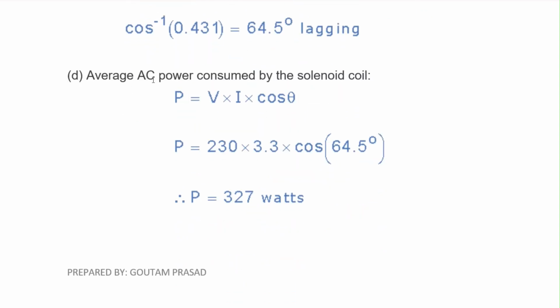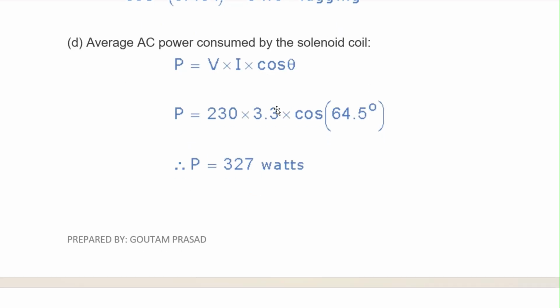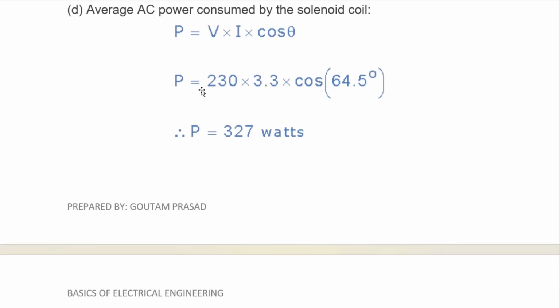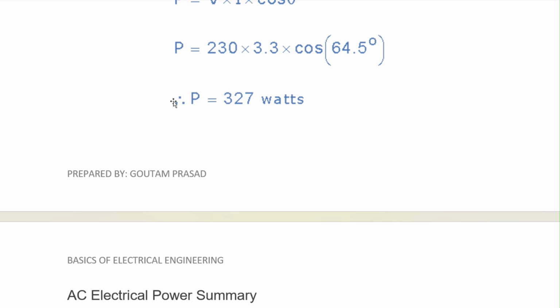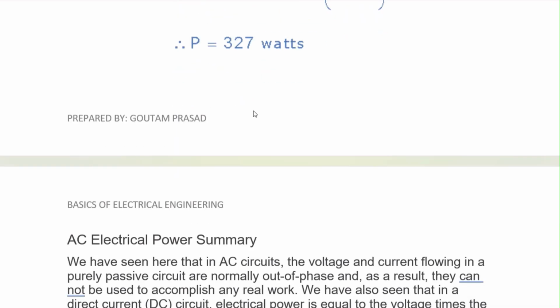So the average AC power consumed in the solenoid is P equal to V multiplied by I multiplied by cos theta, that is the power factor. This is equal to 230 into 3.3 into cos 64.5 degrees, which you have already calculated. So the value of P becomes 327 watt.